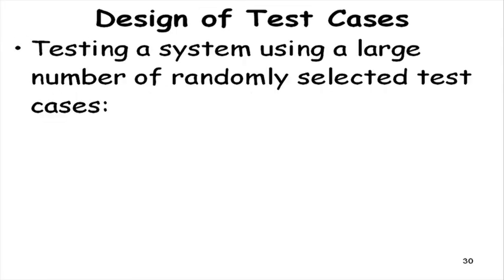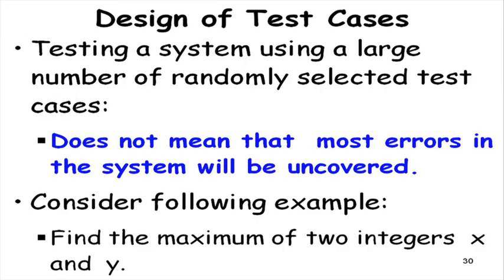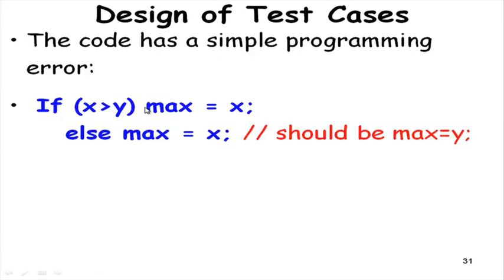Just to give an example, we will show it with a small program finding maximum of 2 integers x and y, very small program, just 2 lines. If x greater than y, max is equal to x, else max is equal to x. This is what the programmer wrote, but then the bug is here, should have written max is equal to y, else max is equal to y.